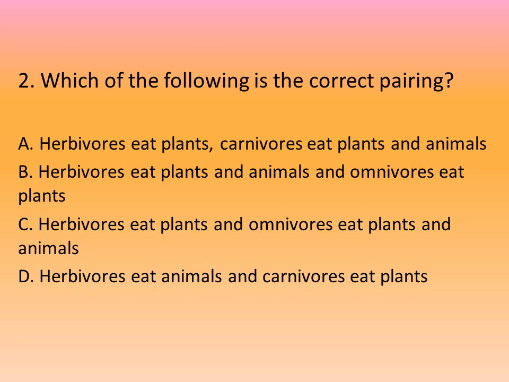Which of the following is the correct pairing? A, herbivores eat plants, carnivores eat plants and animals. B, herbivores eat plants and animals, and omnivores eat plants. C, herbivores eat plants and omnivores eat plants and animals. D, herbivores eat animals and carnivores eat plants.